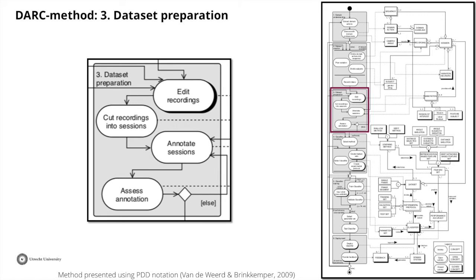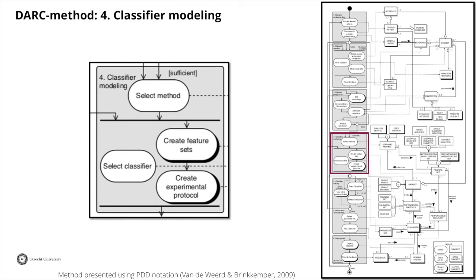To improve the quality of the annotation, multiple people can be asked to annotate. The differences in annotation can then be discussed and changed if necessary. At the start of the classifier modeling phase, a learning method for the classifier needs to be selected. The appropriate learning method is determined by elements such as the amount of data available.